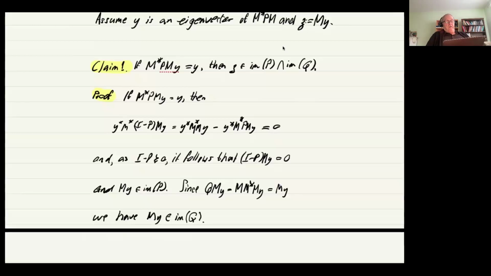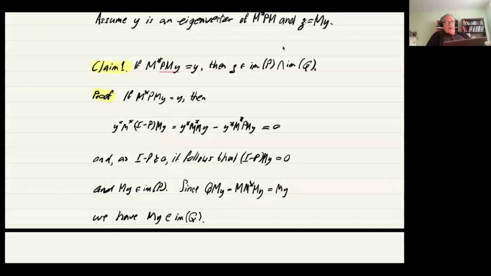Okay, now here's the proof that if this is true, then I replace P by I minus P and expand. And on the other hand, we know that this is non-negative because I minus P is positive semi-definite. And if U star U is equal to 0, a positive matrix, then U is equal to 0. And so if this is 0, then this is 0. And so it follows that MY is in the image of P because it's in the kernel of I minus P.